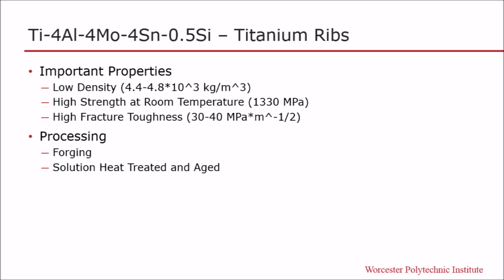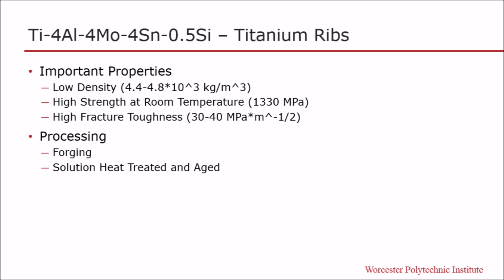A variety of titanium materials can really be used for the structure of an aircraft. I found that the titanium 4 aluminum 4 molybdenum 4 tin and 0.5 silicon is one of the up and coming structural titanium alloys used within the industry. It typically has the important properties of having low density, a very high strength at room temperature compared to a lot of the other titanium alloys, as well as a high fracture toughness in order to withstand fatigue.